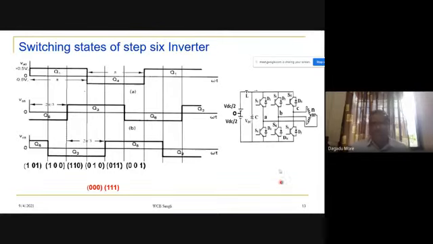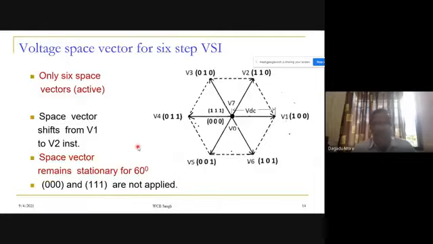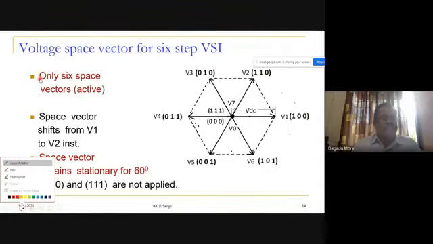And here we have seen that in the case of this six-step inverter, the two-level bridge inverter, these two states are absent. Now, whatever we just discussed is represented here. It only has six active space vectors, which we represent as V1, V2, V3, V4 up to V6.